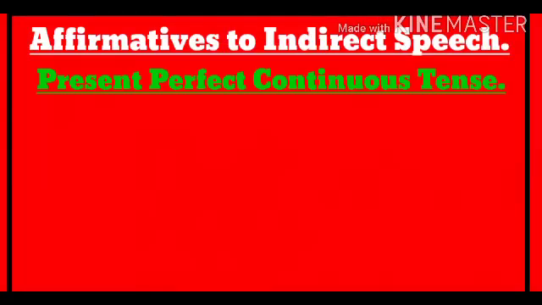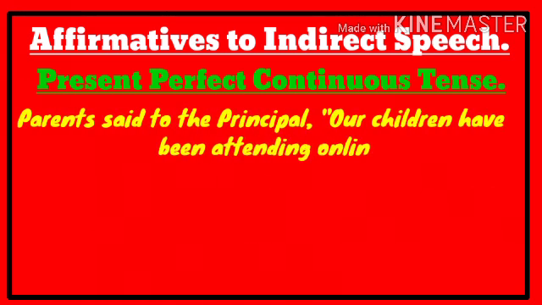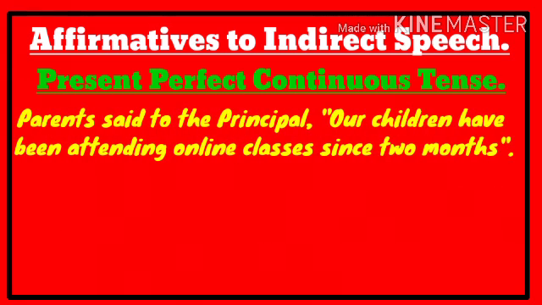Next, let us see how to convert present perfect continuous tense to indirect speech. As per the rules, present perfect continuous changes to past perfect continuous. See the example. Parents said to the principal, comma quotation. Our children have been attending online classes since 2 months.